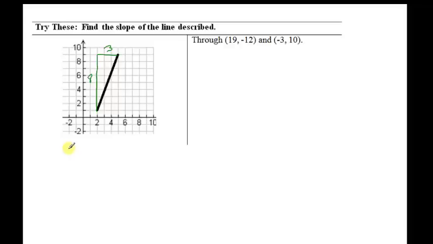So putting the rise over the run, the slope of this thing is just as I said. It's going to be 8 on the rise, 3 on the run. And that does not reduce. So that's our answer.